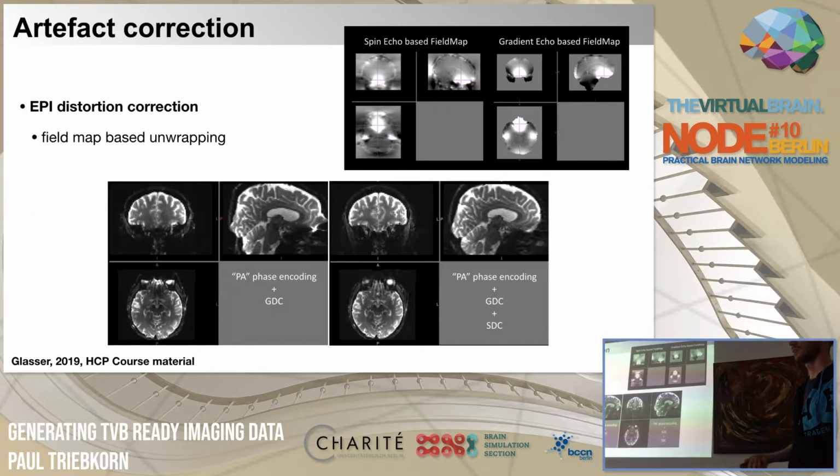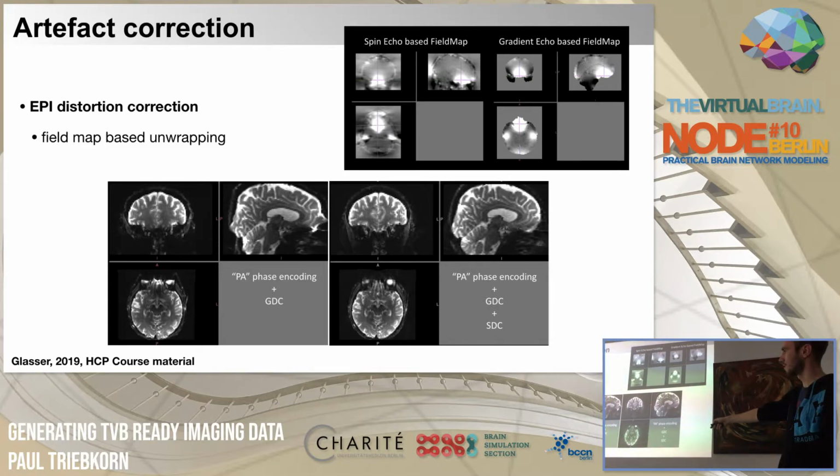AP distortions, similar to the ones we had in the diffusion-weighted images. We use a field map. There are different ways to measure a field map: spin echo-based or gradient echo-based field maps. Basically what they indicate here is the distortion of the magnetic field in different areas. What you can see here are the sagittal, axial, and coronal slices of the brain, and you see that in the temporal lobes and frontal lobes, these distortions are strongest. And this is what you can again see here as well.